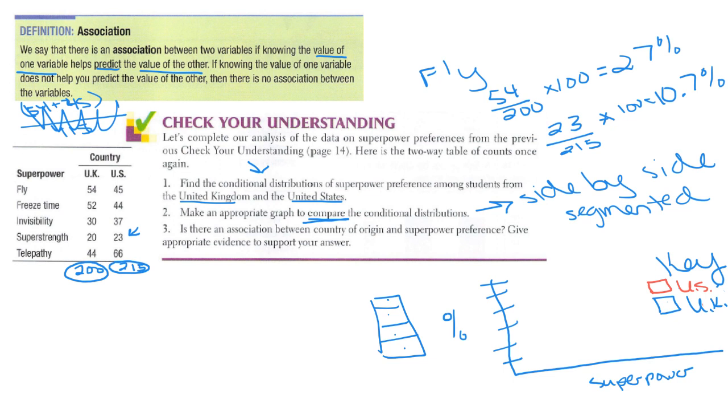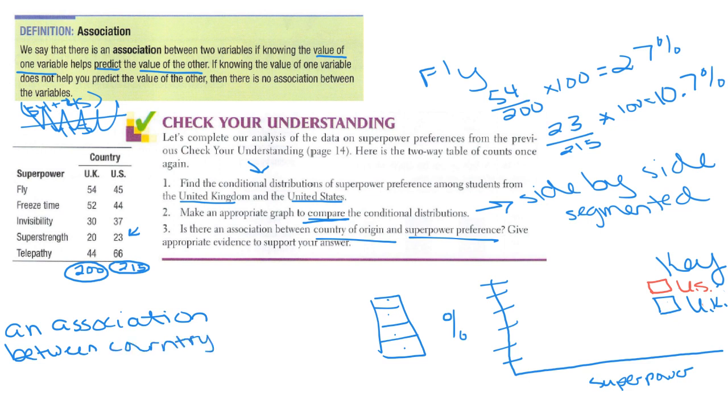For number 3 here, is there an association between country of origin and superpower preference? Give appropriate evidence to support your answer. Okay, so for this one, as we've gone through and calculated all your conditionals, you would say that there is an association between country of origin and superpower preference. That is me using my context. And then my evidence is going to come from my numbers and my graph.